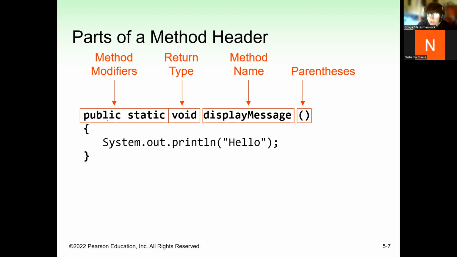We need to specify who can access this method. In this case, public means everybody can access this method. Then static just means that nothing's going to be changed, it's going to stay as it is. And then void is your return type. Void just means that we are not returning anything. So this method will just do something for us, but it doesn't have to return anything back to us. Then our method name, and then the parentheses. So nothing too complicated in the header.